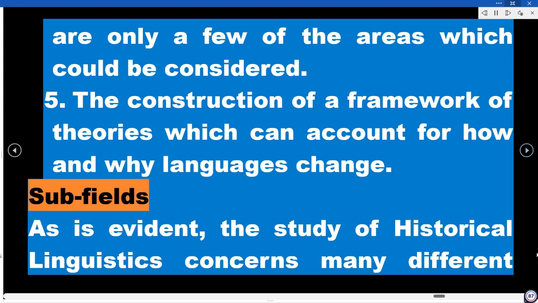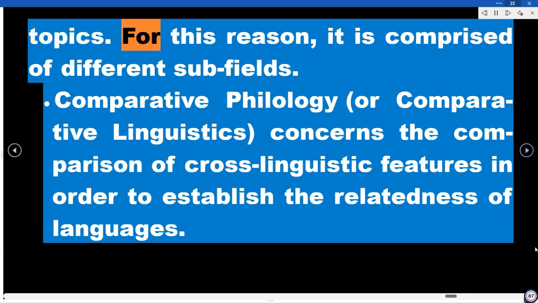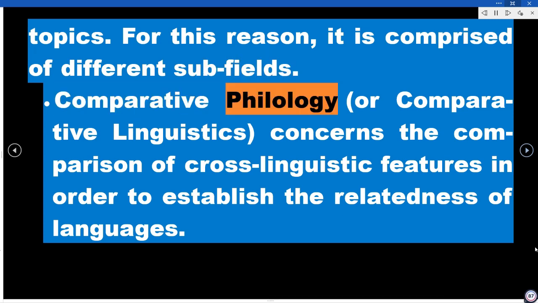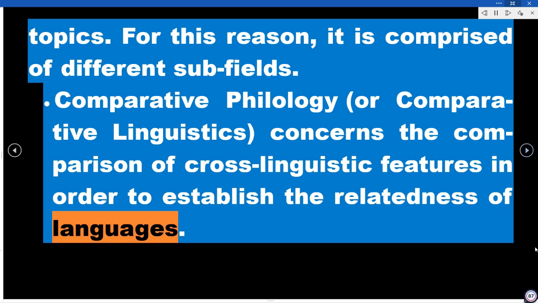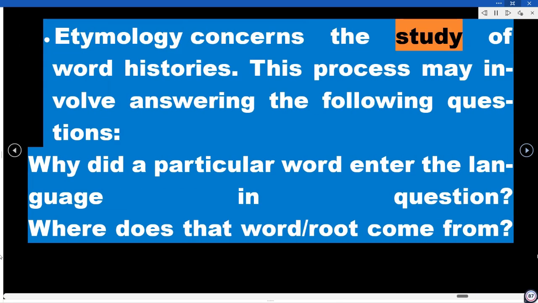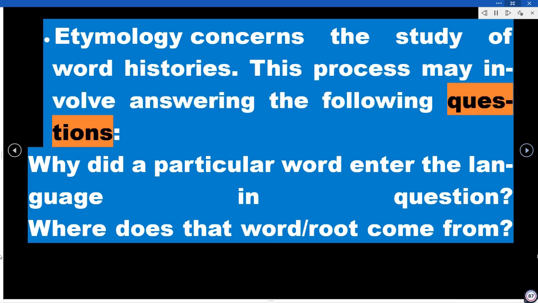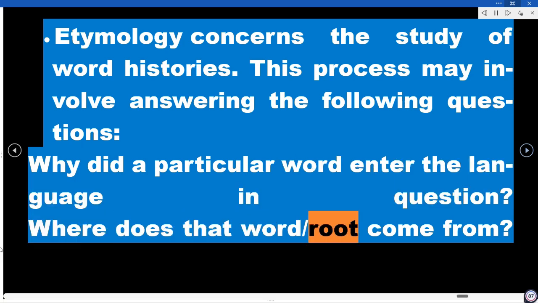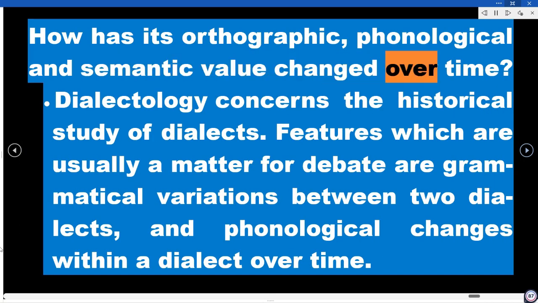Subfields. As is evident, the study of historical linguistics concerns many different topics. For this reason, it is comprised of different subfields. Comparative philology, or comparative linguistics, concerns the comparison of cross-linguistic features in order to establish the relatedness of languages. Etymology concerns the study of word histories. This process may involve answering the following questions. Why did a particular word enter the language in question? Where does that word root come from? How has its orthographic, phonological, and semantic value changed over time?